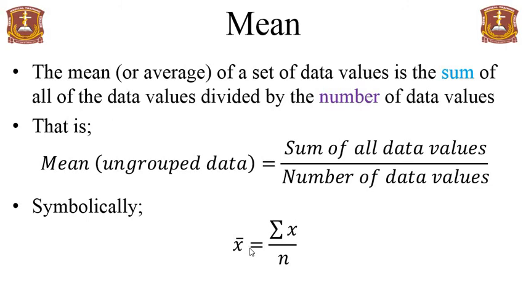Symbolically, we use x bar to represent mean, and summation of x to represent the sum of all the values, and n to represent the number of entries.